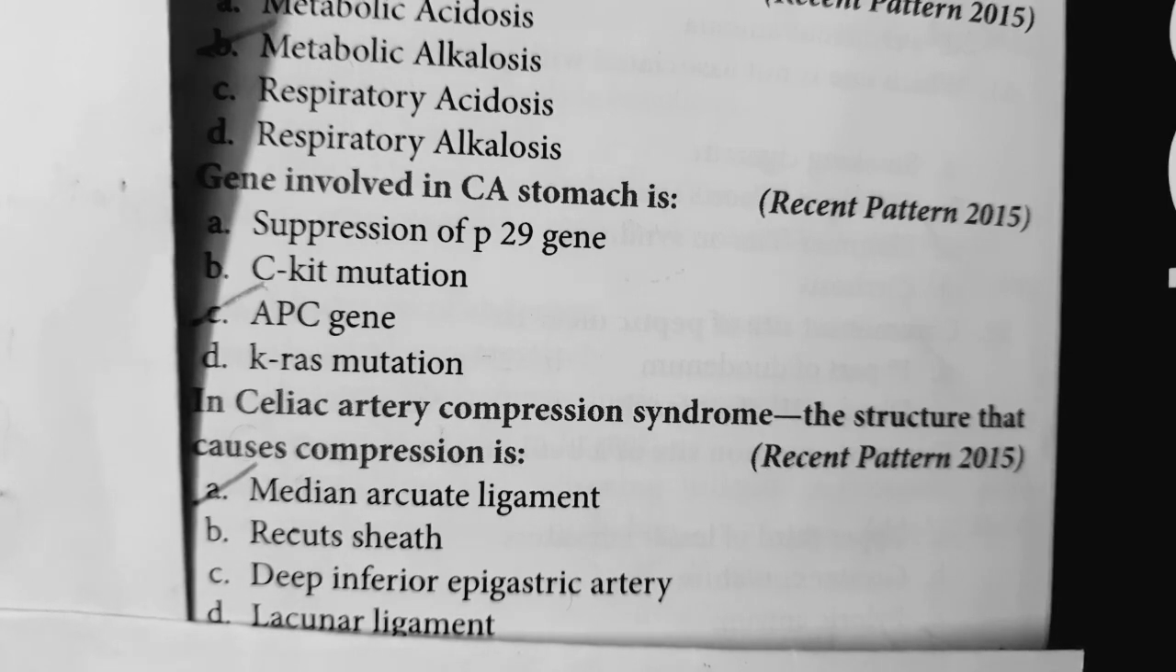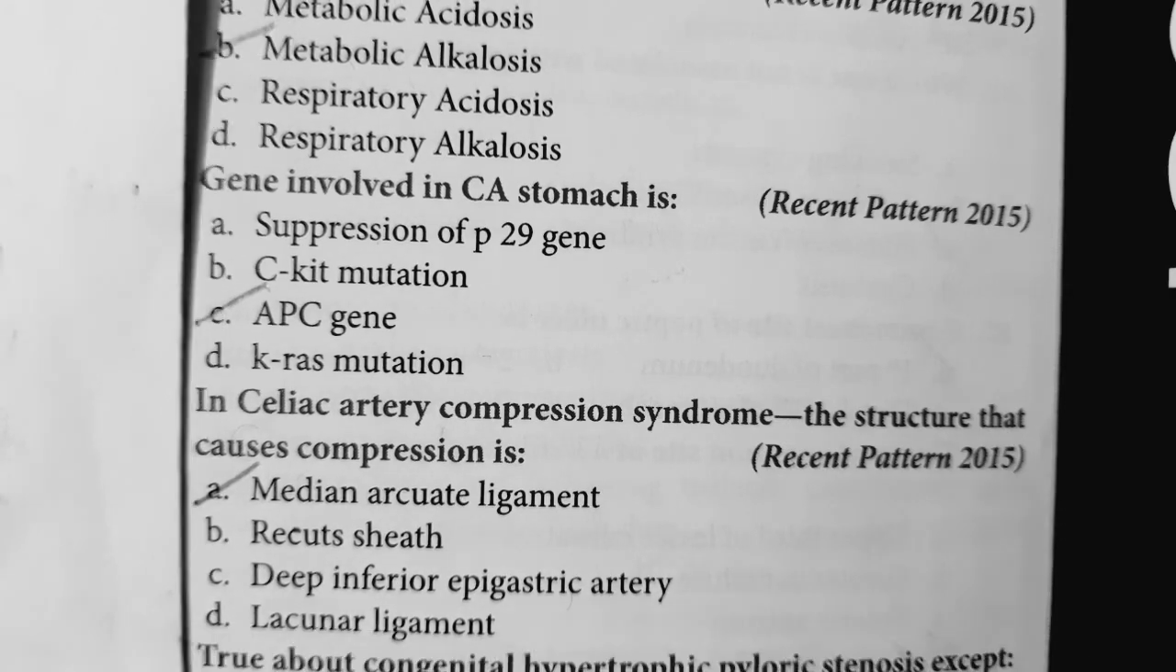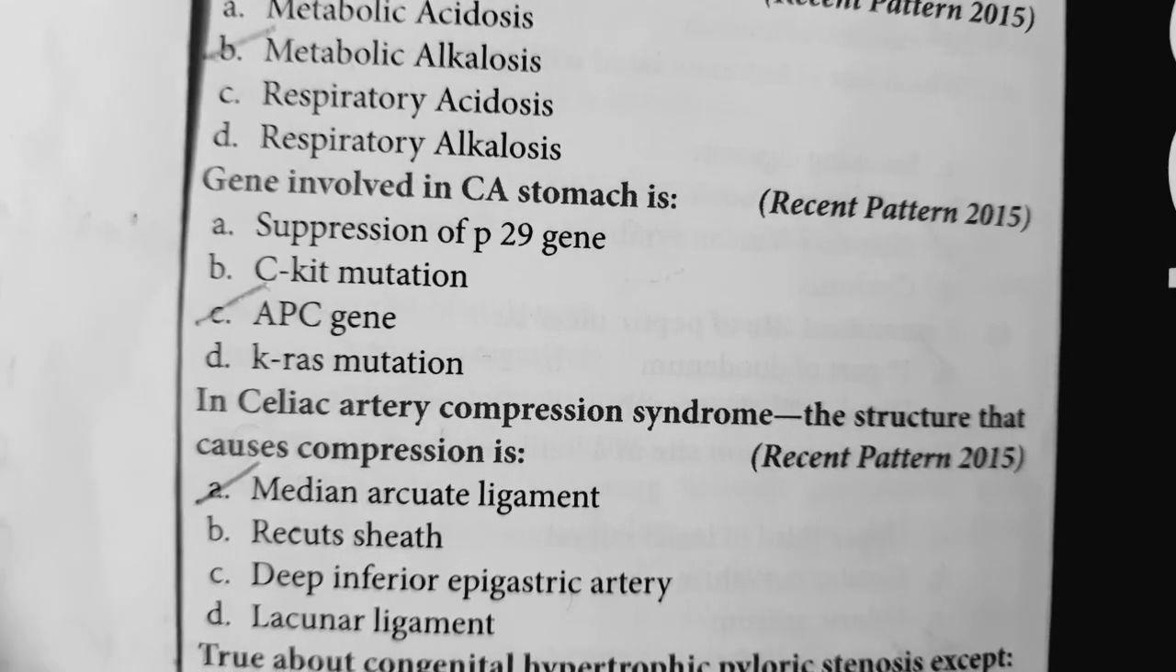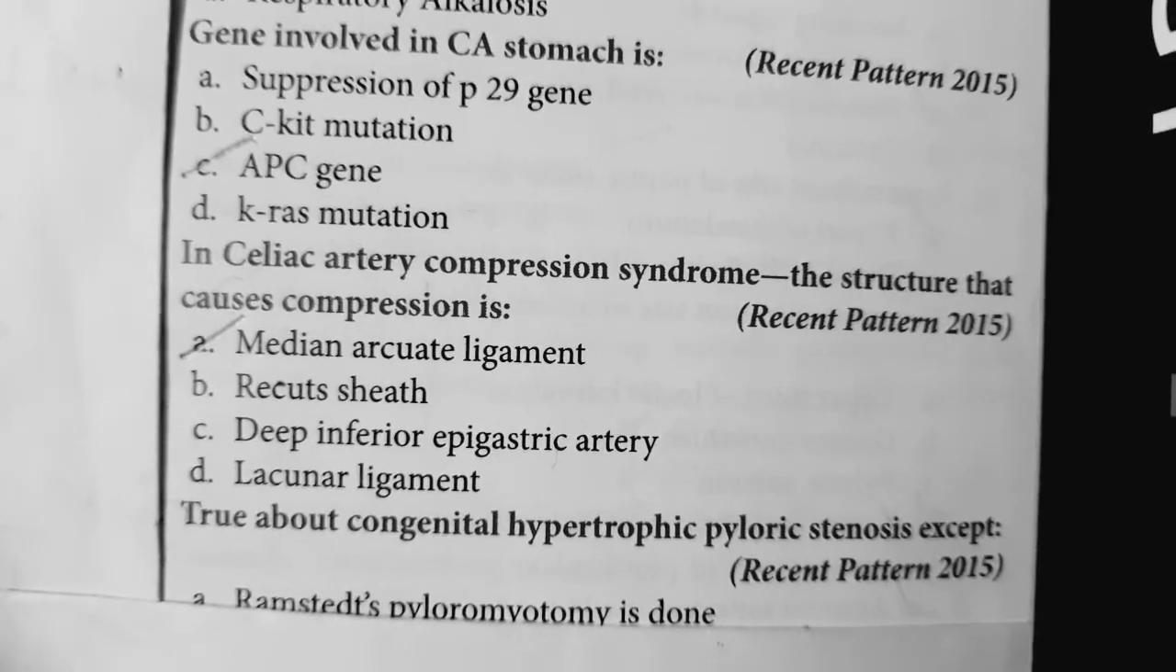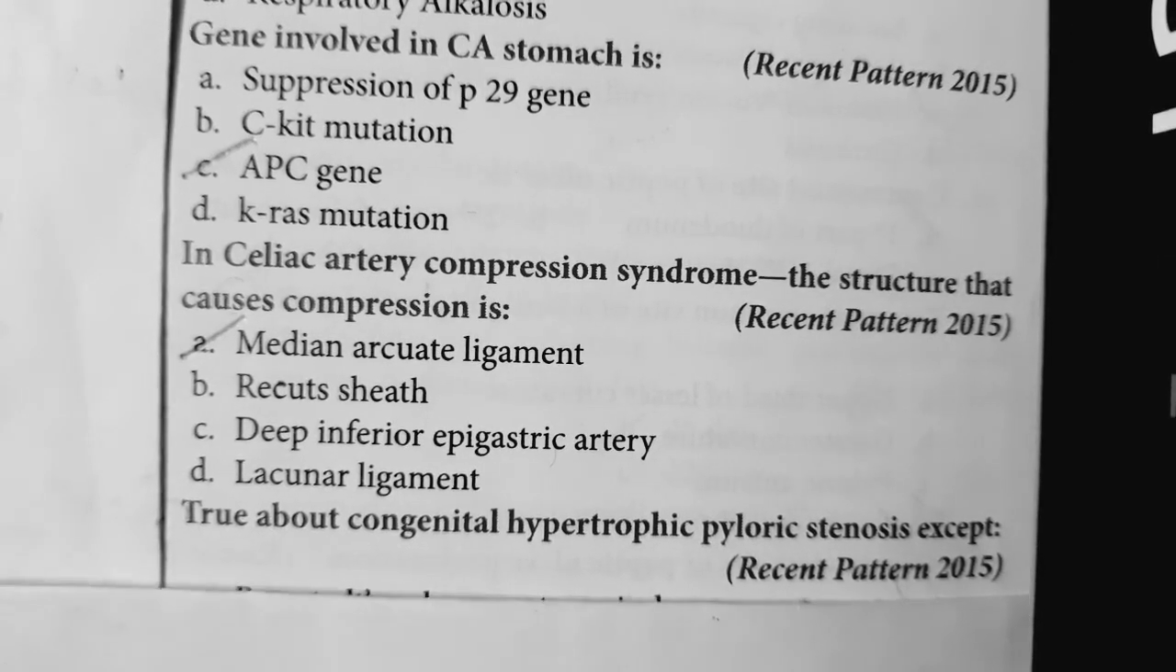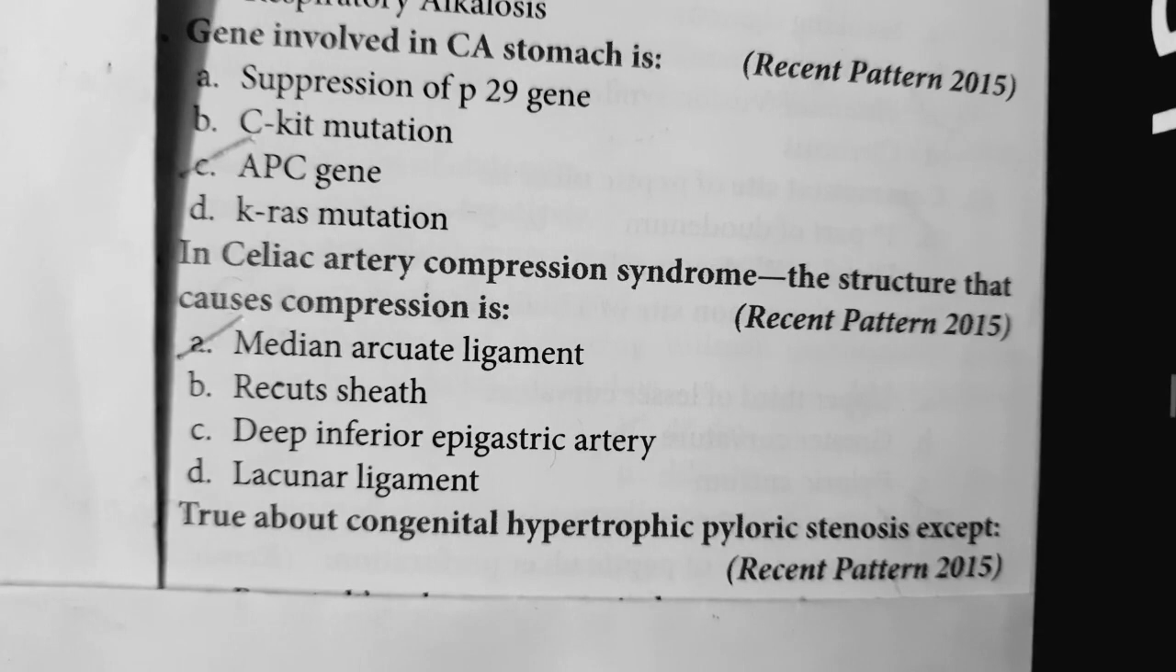Diagnosis is by barium studies and CT angiogram. Treatment is you should release the arcuate ligament by surgery. Then question number 11. True about congenital hypertrophic pyloric stenosis are all except. So we will have to find the false statement.